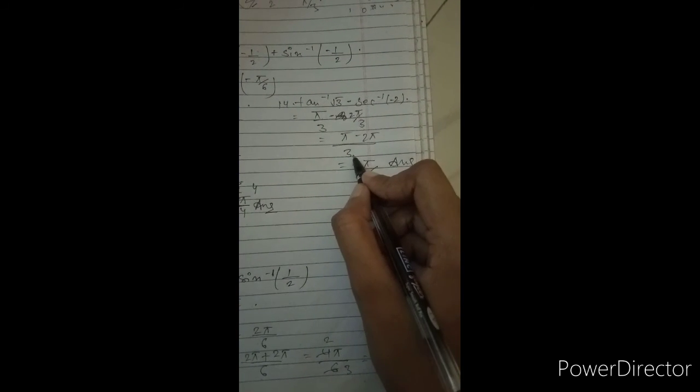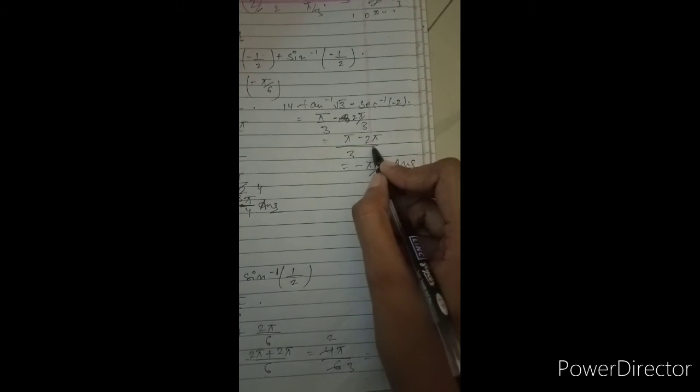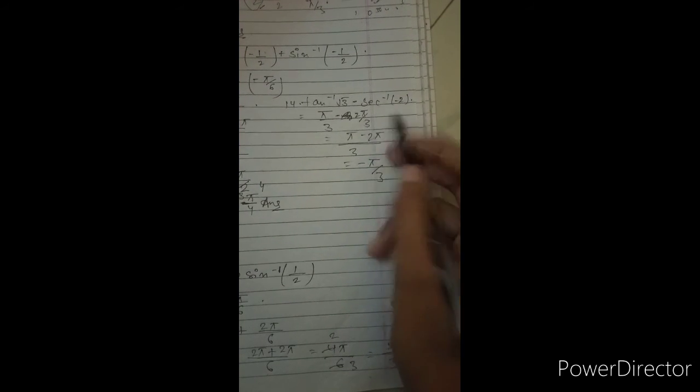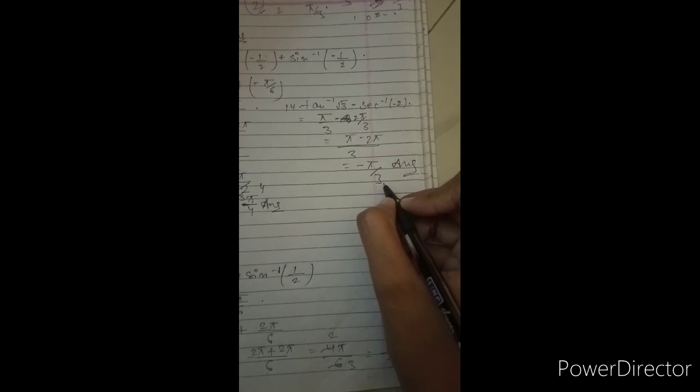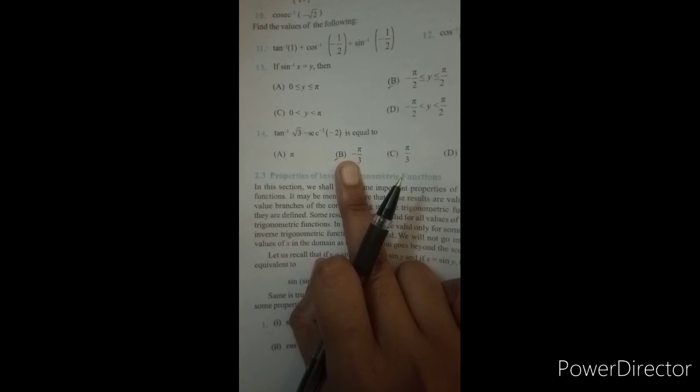Now take an LCM, 3. Pi minus 2 pi is equal to minus pi by 3. So the correct answer of this question is minus pi by 3. So the right answer is option B.